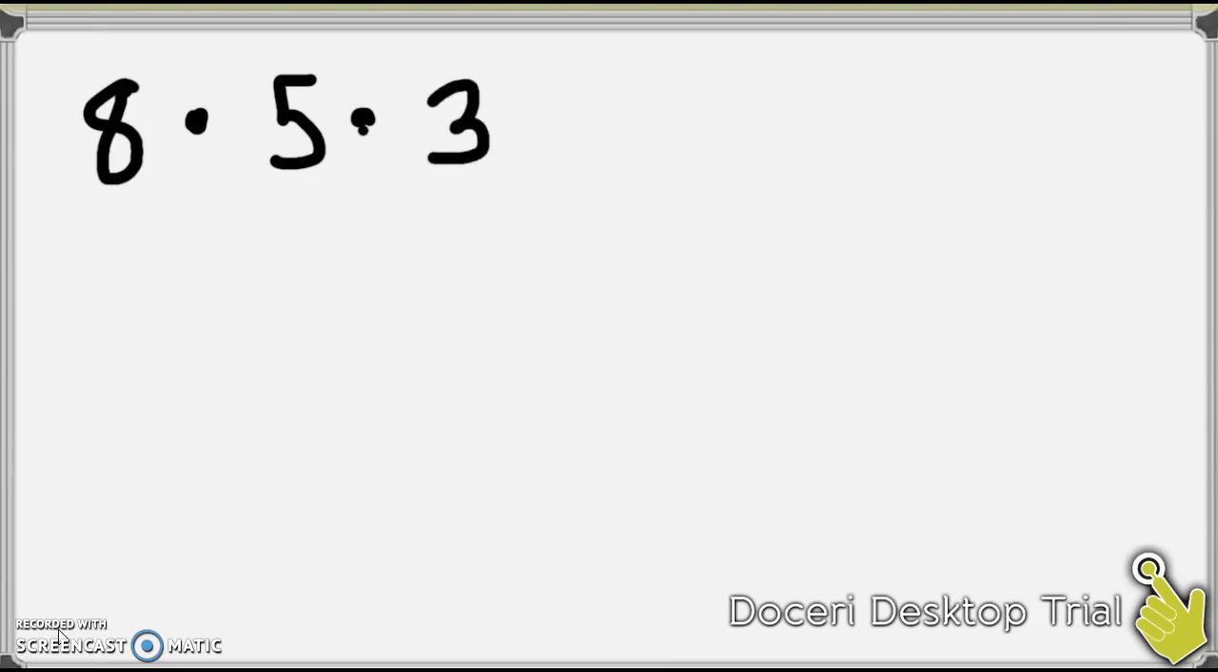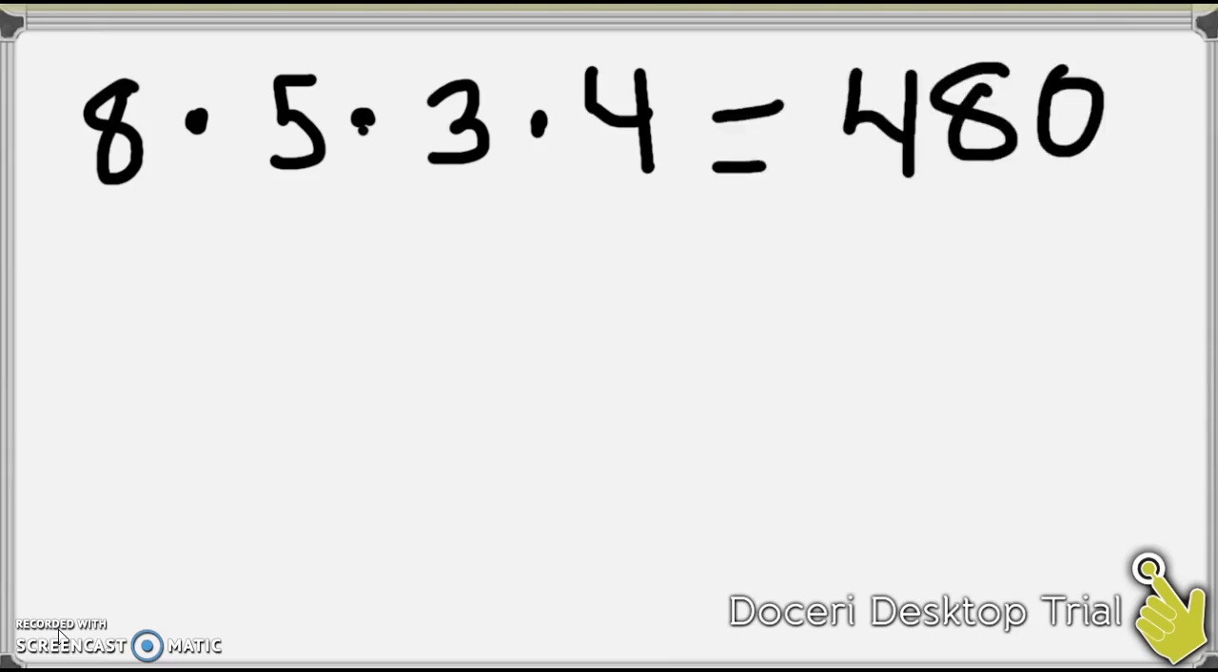let's try this. So we had 8 different types of lettuces times 5 different types of tomatoes times 3 different types of cucumbers times 4 different types of radishes. So if we multiply all of those together, that would be 480 different varieties of salads. Now, you could have sat and tried to write all of these out, but it would have taken you a long time to get those.